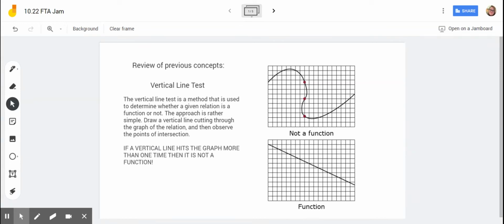Hey guys, it's me, Miss C, and we are going to be talking more about functions today, but we're going to go ahead and review briefly what we talked about yesterday, which is the vertical line test.